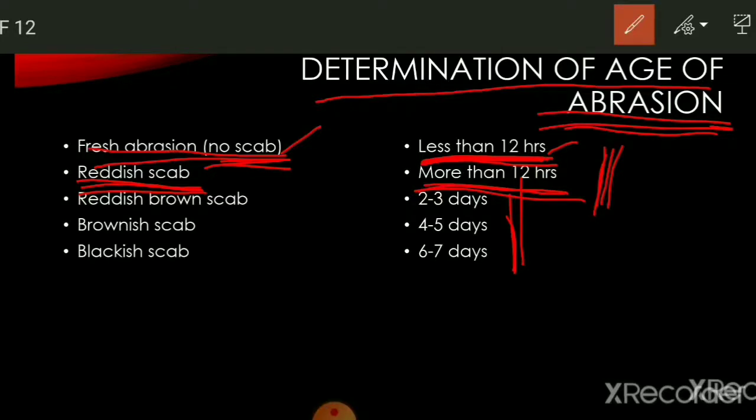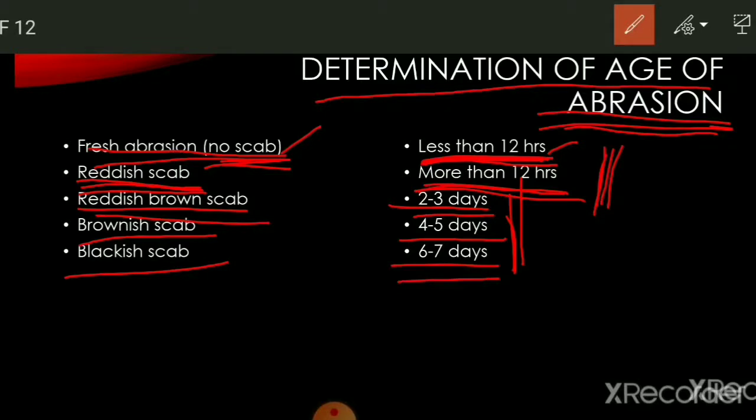After that, if there is a reddish brown scab, then the age will be 2 to 3 days. If there is a brownish scab, then it will be 4 to 5 days. If there is a blackish scab, then it will be 6 to 7 days. So it is very easy to remember: 2, 3, 4, 5, 6, 7.